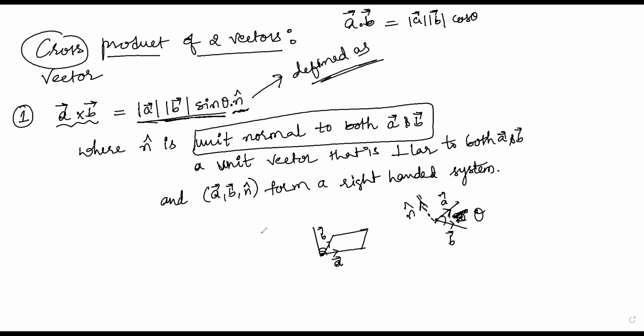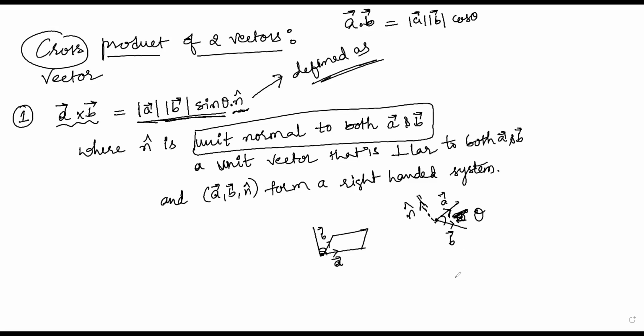Here, this is A vector and this is B vector. Then the thumb is showing upwards. So therefore, n cap will be upwards. That is called a right-handed system. If you rotate like this, then it will go in the thumb direction, upwards.